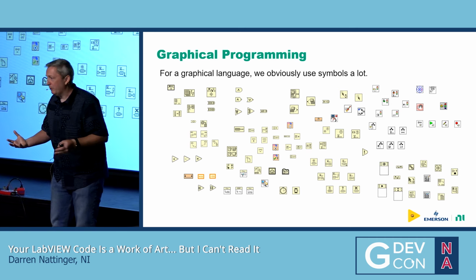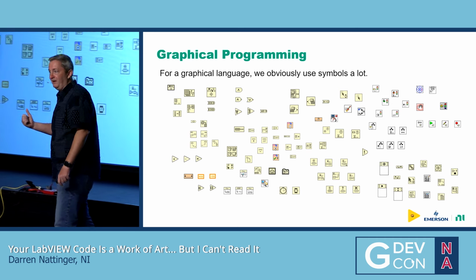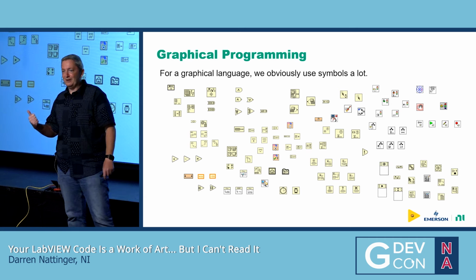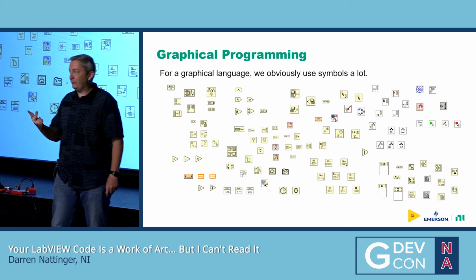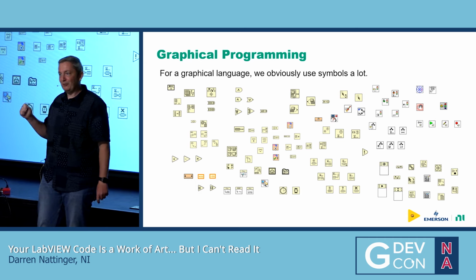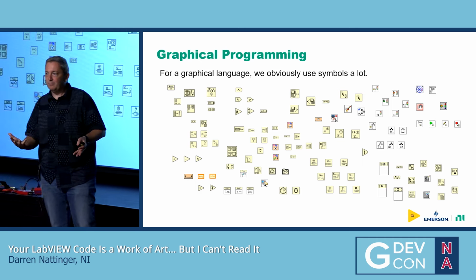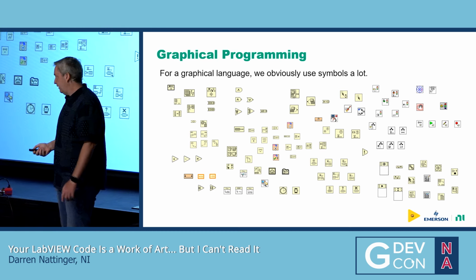What about exclamation marks? Exclamation marks can be the notifier functions. It could be the occurrence functions. It could be high resolution polling wait, which has a little red exclamation mark on it. So we've got these symbols, but they can mean a lot of different things.